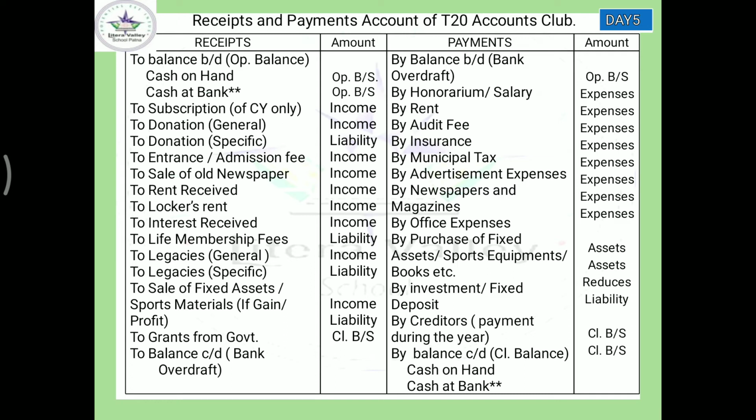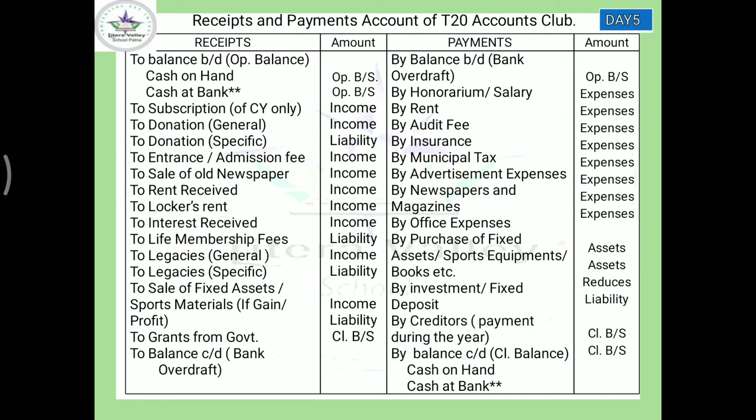Subscriptions of current year only. Income. Why is the word current year written here? Because again I would like to underline the word cash basis. Cash basis doesn't maintain the time basis of accounting. So income is for one accounting year.